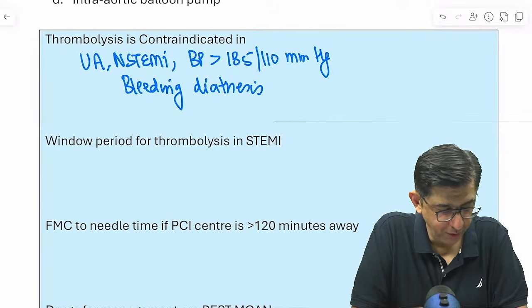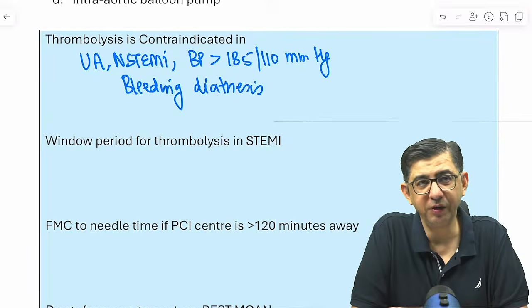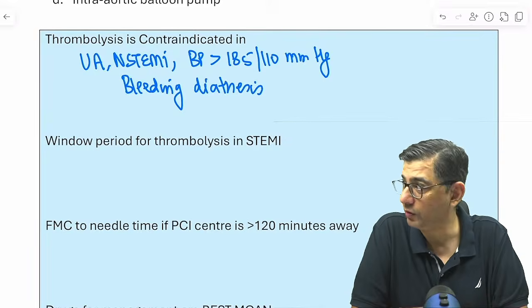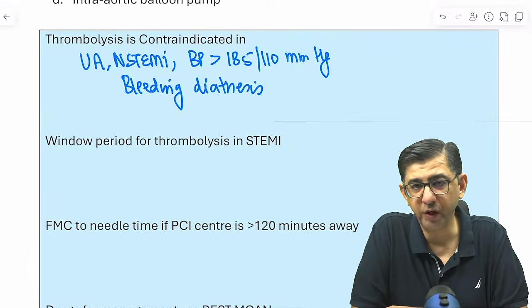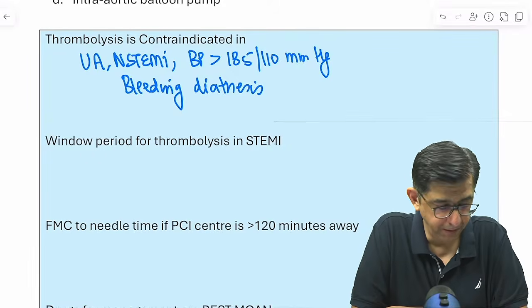No, we don't give fluids, doctor. We don't give fluids in myocardial infarction, because if we give that, it will worsen the pulmonary edema component. Only in infarct MI do we give fluids, where the pulmonary edema is not there.